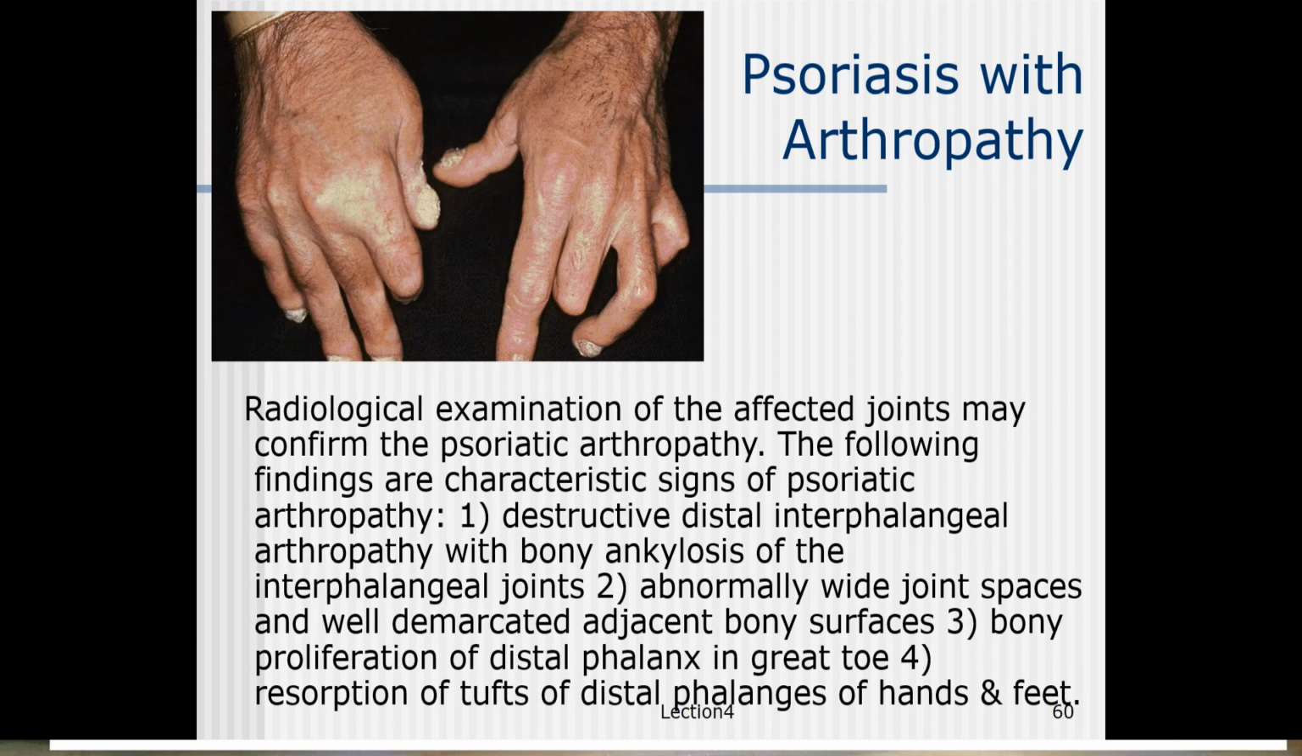Psoriatic arthropathy. Radiological examination of the affected joints may confirm the psoriatic arthropathy. The following findings are characteristic signs of psoriatic arthropathy: destructive distal interphalangeal arthropathy with bony ankylosis of the interphalangeal joints, abnormally wide joint space, and well-demarcated edges of the bony surface. Bony proliferation of the distal phalanx, and resorption of tufts of the distal phalanx of hands and feet.